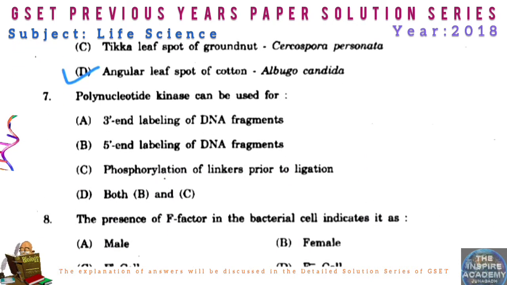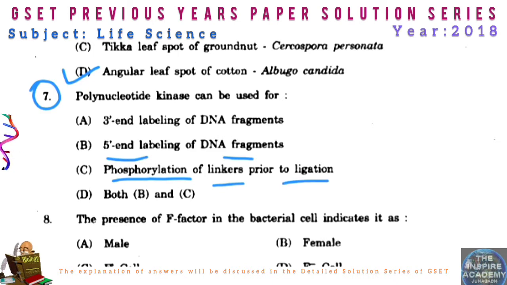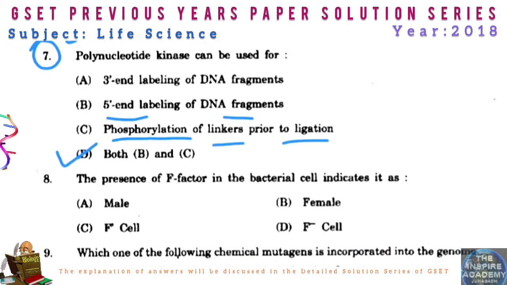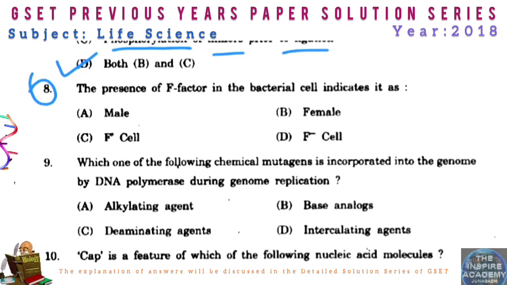Question number 7. Polynucleotide kinase can be used for. It can be used for 5' end labeling of DNA fragments and phosphorylation of linkers prior to ligation. So the correct option is D, both B and C. Question number 8. The presence of F factor in the bacterial cell indicates it as option A, male.